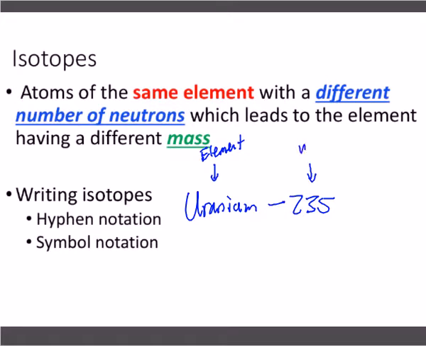And then this is our mass number. So when they write out a hyphen notation or symbol notation, we'll get to in a second, the number that they give you in hyphen notation is giving you the mass number. Okay? It's not giving you protons, it's not giving you electrons, it's giving you the mass number. From that, you can calculate everything else.